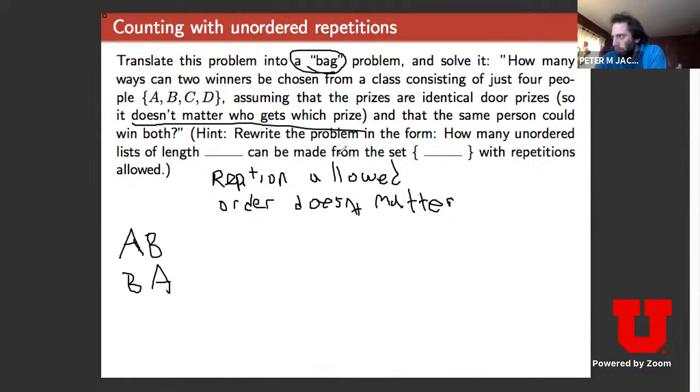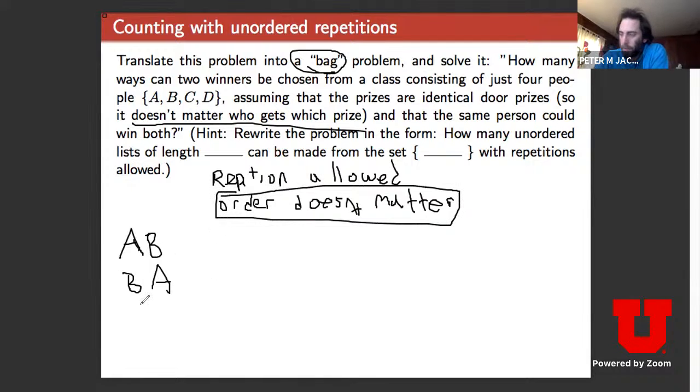Only which people get prizes. So A, B and B, A are the same. Order really doesn't matter in this problem. And then repetition is allowed, so a person is allowed to get a prize twice. So AA is possible.